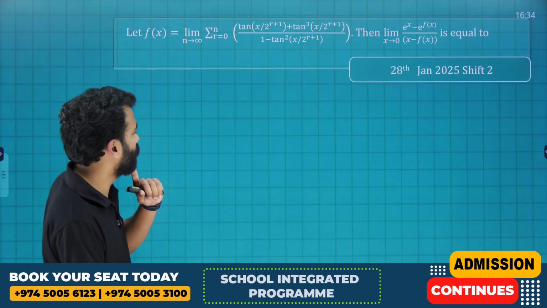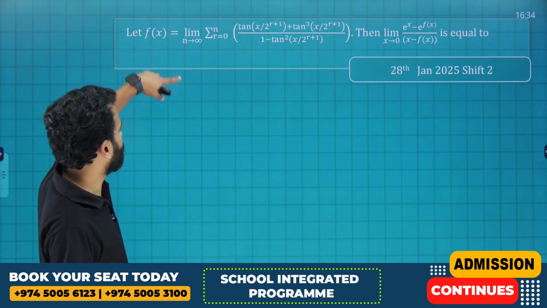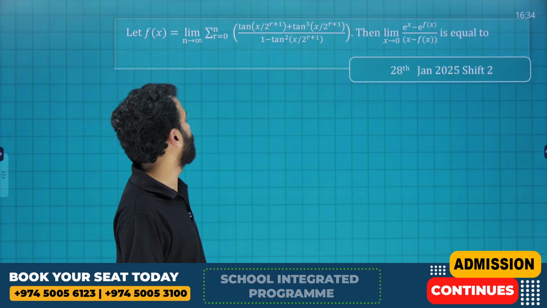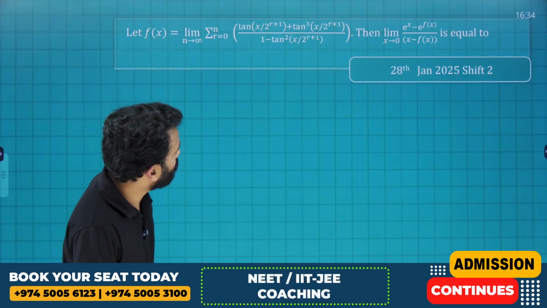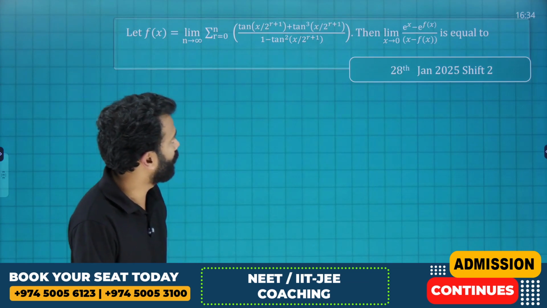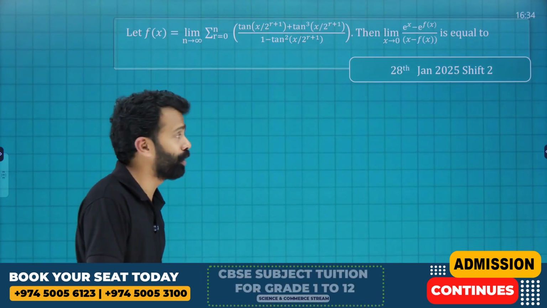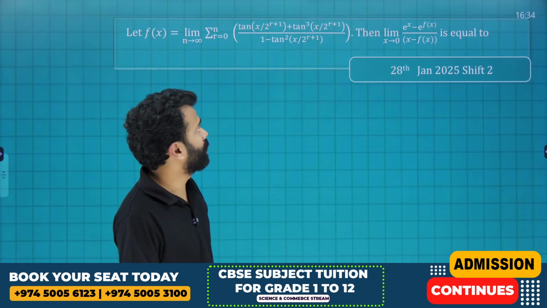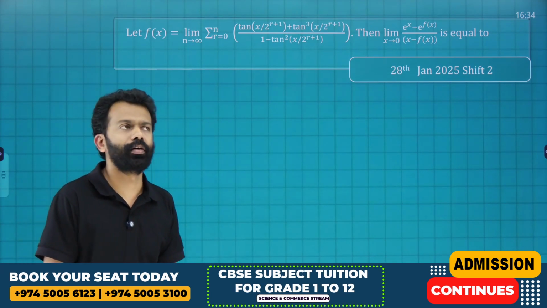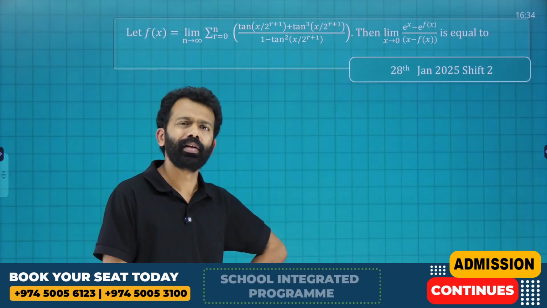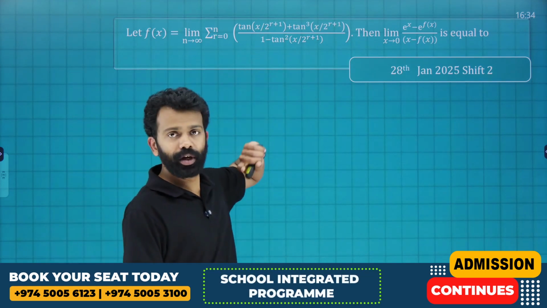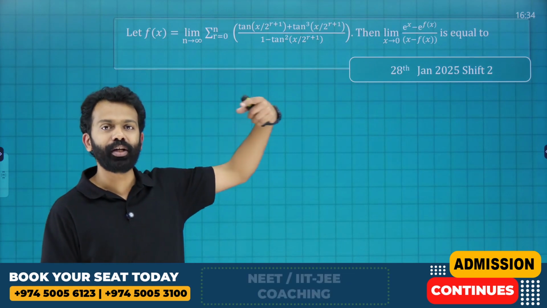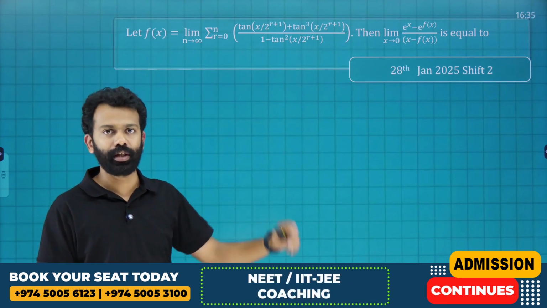I think okay, let's try this. So the question is like this: limit f of x is equal to limit n tends to infinity, r equal to 0 to n, tan x by 2 raised to r plus 1 minus tan cube x by 2 raised to r plus 1 by 1 minus x by 2 raised to r plus 1. How are you going to formulate this one? It's very easy actually. See, the angle here is x by 2 raised to r plus 1. So instead of x by 2 raised to r plus 1, I am going to substitute theta here.